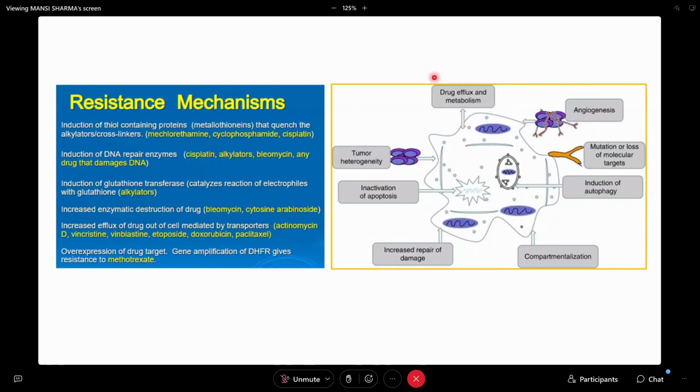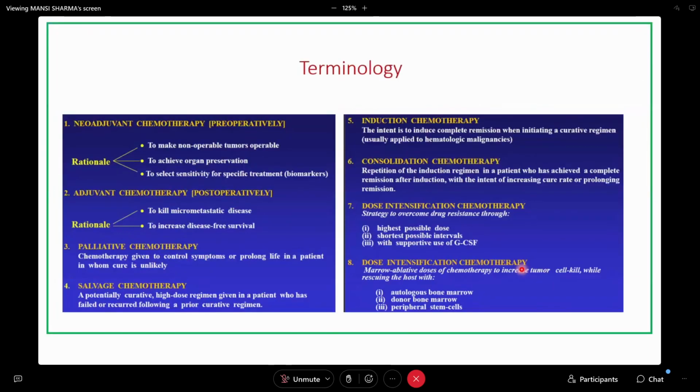There are also high-metabolizer patients who metabolize the drug very quickly, or there is overexpression of a drug target. For example, gene amplification of the DHFR gene gives resistance to methotrexate. So now research is ongoing on how to decrease resistance to chemotherapy, and hopefully a few years down the line we'll have more information on this.